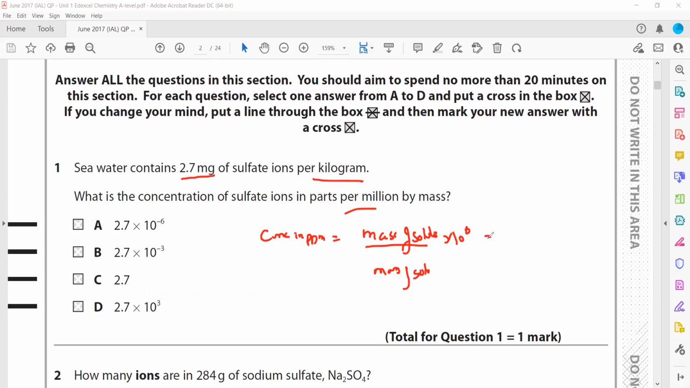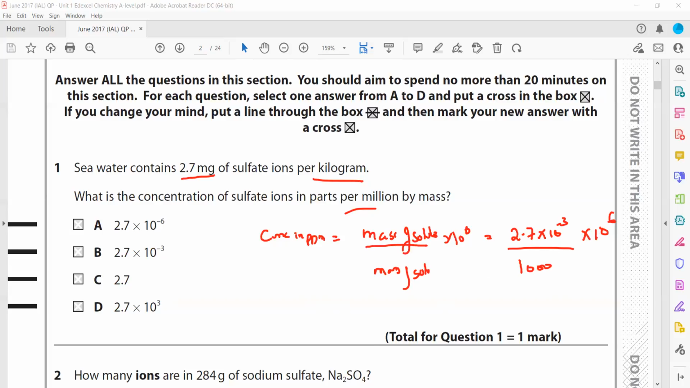So when we convert the milligram into gram, we divide by 1000, or I can say 2.7 into 10 power minus 3, that is gram. Divided by per kilogram. So per kilogram means 1000 grams. So this will be 1000, and that is multiplied by 1 million. So 2.7 exponent minus 3 multiplied by 10 exponent 6, divided by 1000.